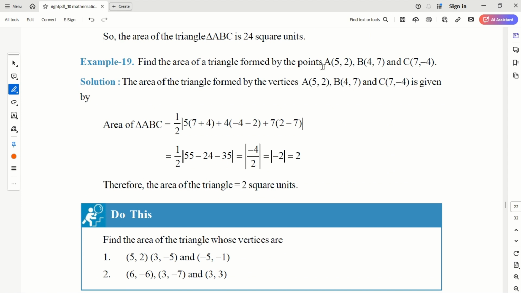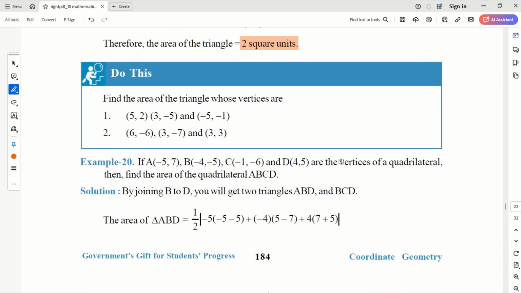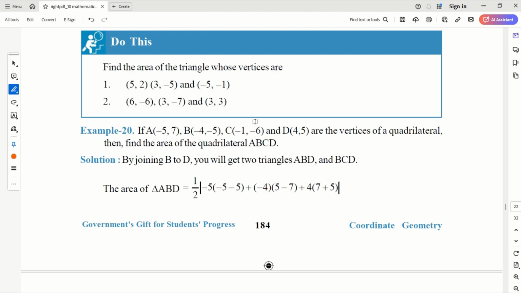Find the area of the triangle formed by the points given. Again, it's the same, you just have to substitute carefully. You can go through the example here. You will get the area as 2 square units. Now, there is a Do This section.